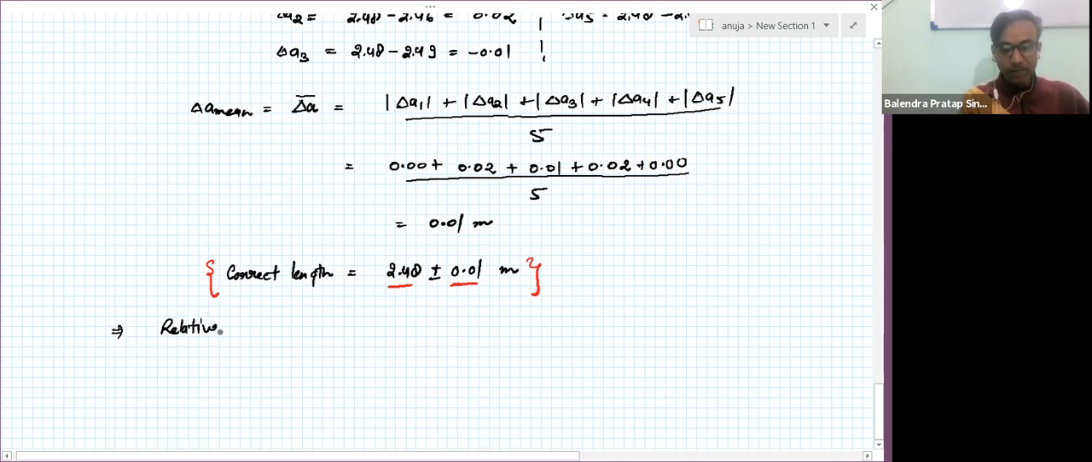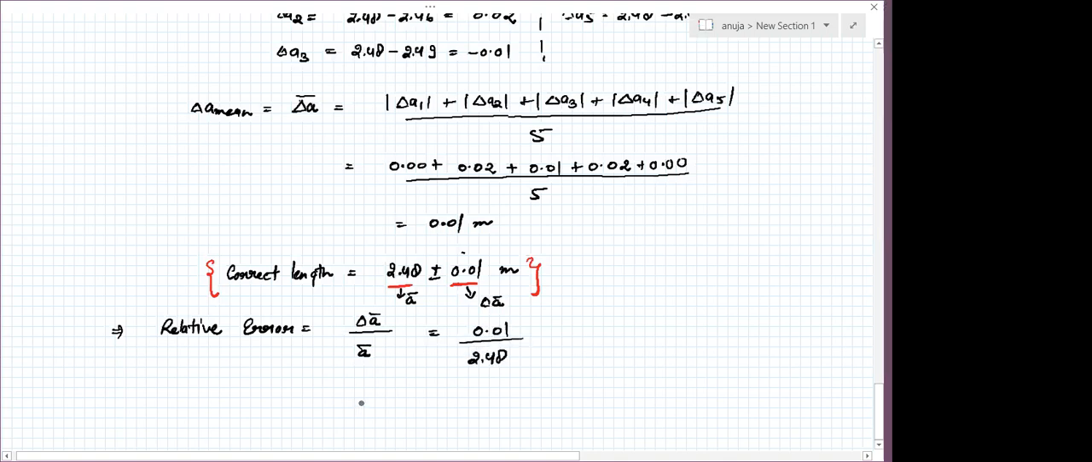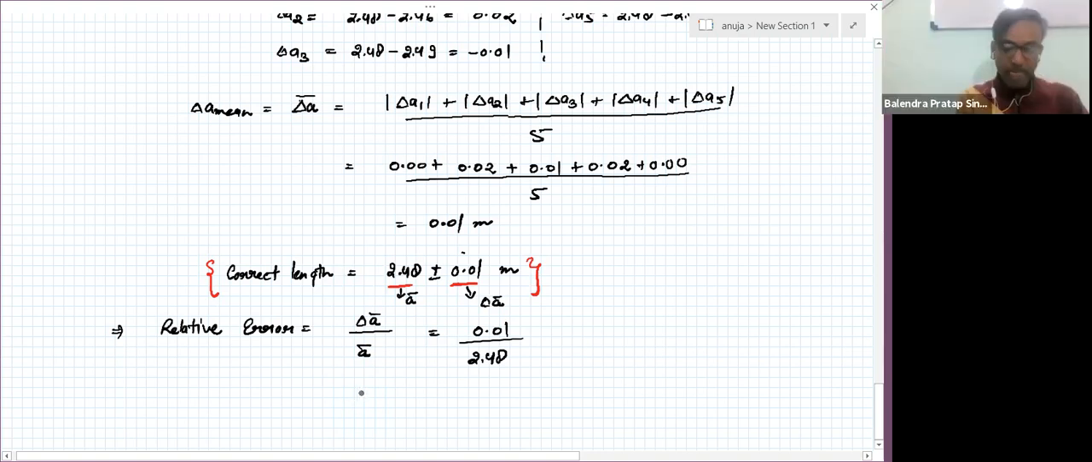Relative error. The formula for relative error is delta A bar divided by A bar. As clearly shown in the presentation, this is your delta A bar, and here this is A bar. That's very easy. If you write your result in this form, 2.48 plus minus 0.01, you can directly find the relative error: delta A bar, which means 0.01, divided by 2.48. So this is the value.